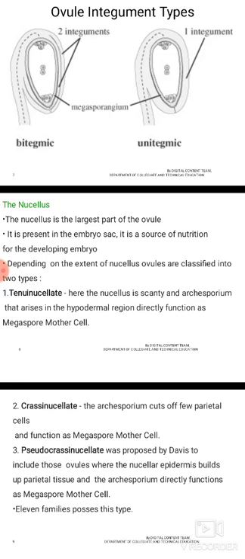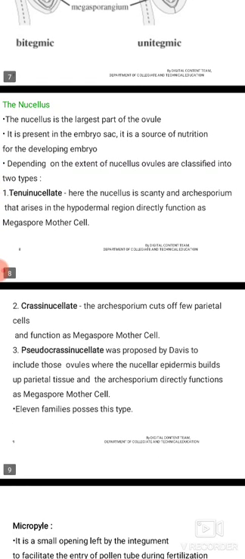The third one is pseudocrassinucellate, which was proposed by Davis to include those ovules where the nucellar epidermis builds up a parietal tissue and the archisporium directly functions as megaspore mother cell. And 11 families possess this type.